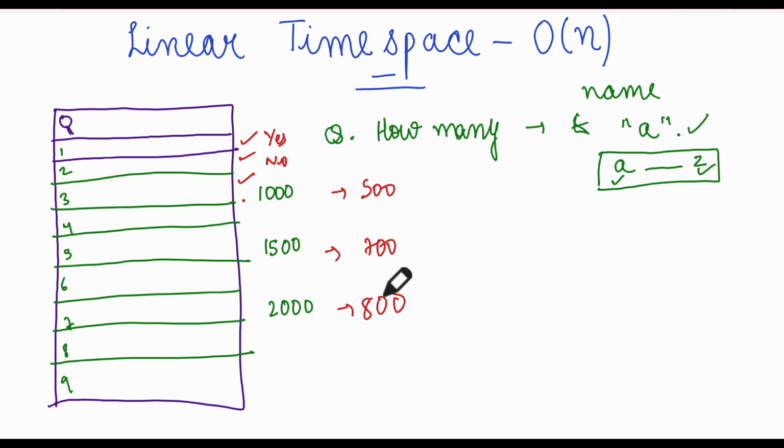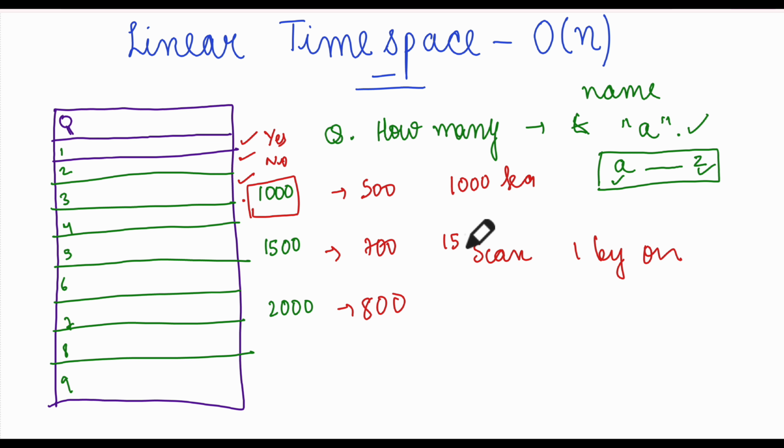So what you are exactly doing in this case is scanning each contact one by one, and moving along. When you had only 1000 contacts, you did 1000 searches. When you had 1500 contacts, you did 1500 searches. And when you had 2000 contacts, you did 2000 searches. So to solve this question, the number of operations you are doing increases with the number of contacts in your phone, correct? And this is called linear time complexity.